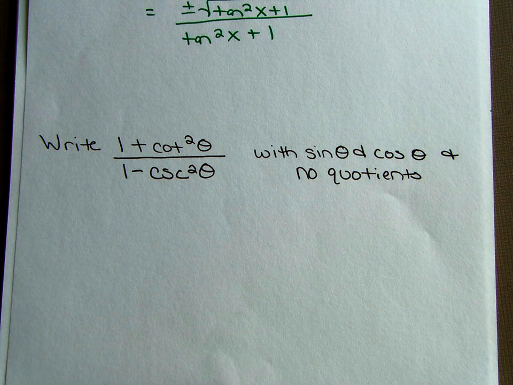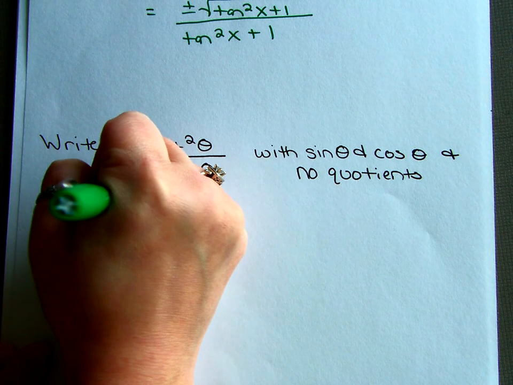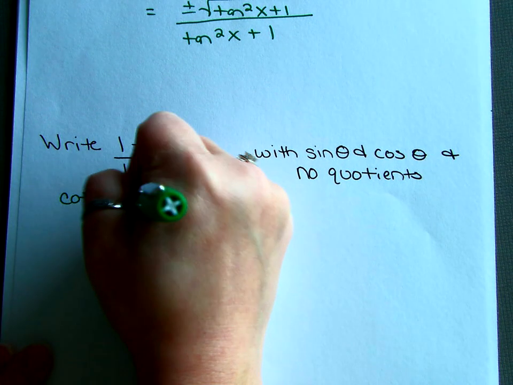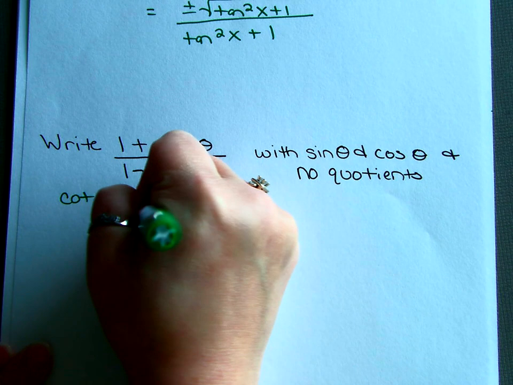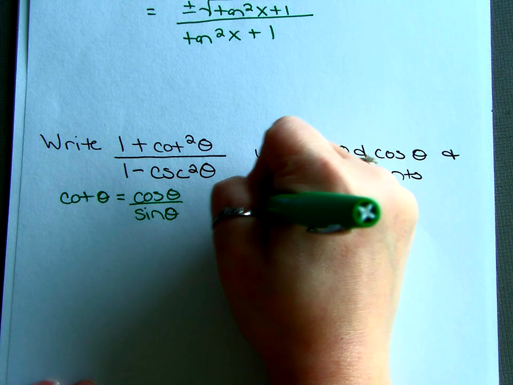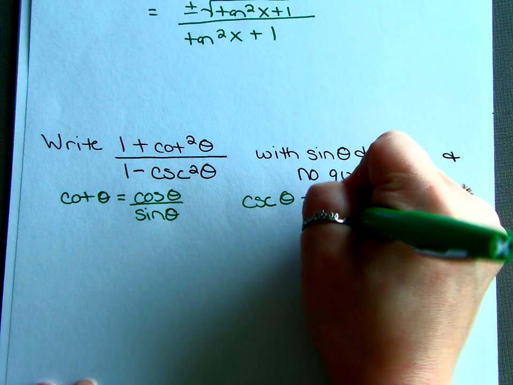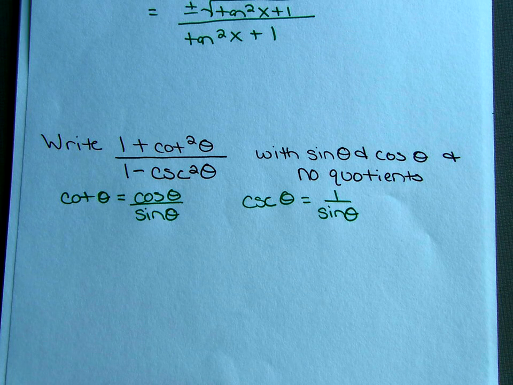Okay, so we start off with some cotangents, we start off with some cosecants, and we need to get all of that stuff to go away because we just want sine and cosine. So from our page, I know that cotangent of theta is cosine of theta over sine of theta. I know this. And I know that cosecant of theta is 1 over sine theta. Those are 2 things I know.